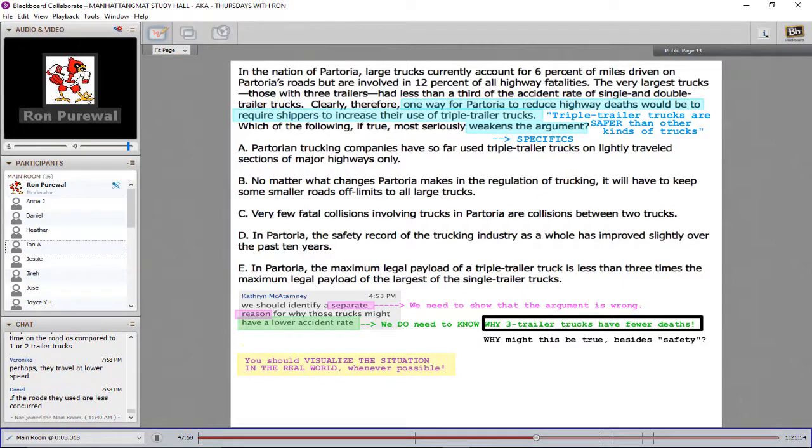So one reason that's going to come to mind right away, and there are 2 reasons. One is what Veronica is saying. If you imagine a truck with 3 trailers behind it, you're going to imagine it lumbering along at a really slow speed, right? They travel much more slowly than other trucks.